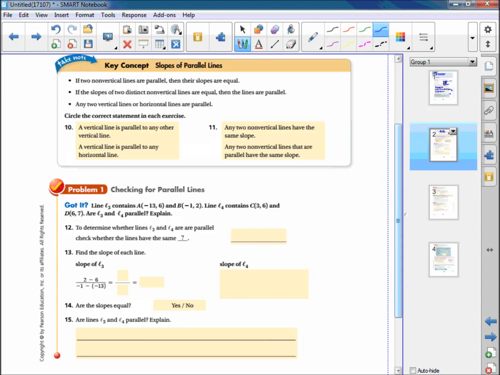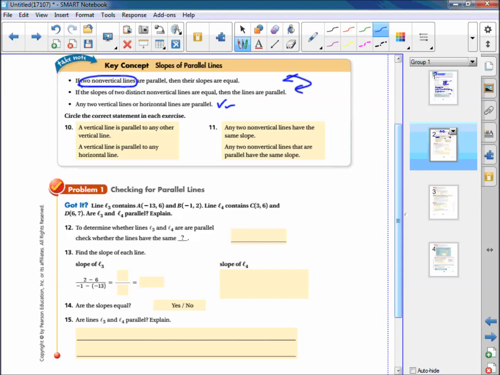All right. So key concept here: slopes of parallel lines. If two non-vertical lines are parallel, notice the non-vertical is important here because otherwise they don't have a slope. They're undefined slope. Then the slopes are equal. If the slopes of two distinct non-vertical lines are equal, then the lines are parallel. So this is the converses of each other, right? So you can go back and forth. That's what makes it a good definition. And any two vertical lines or horizontal lines are automatically parallel. So we're allowed to say that vertical lines are parallel as long as we put this in. So we don't have to look at the slopes. We just say they're automatically parallel.